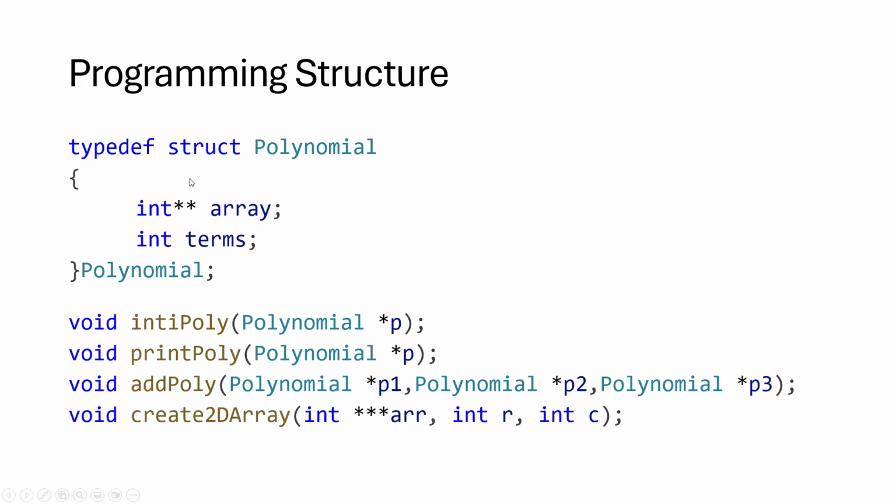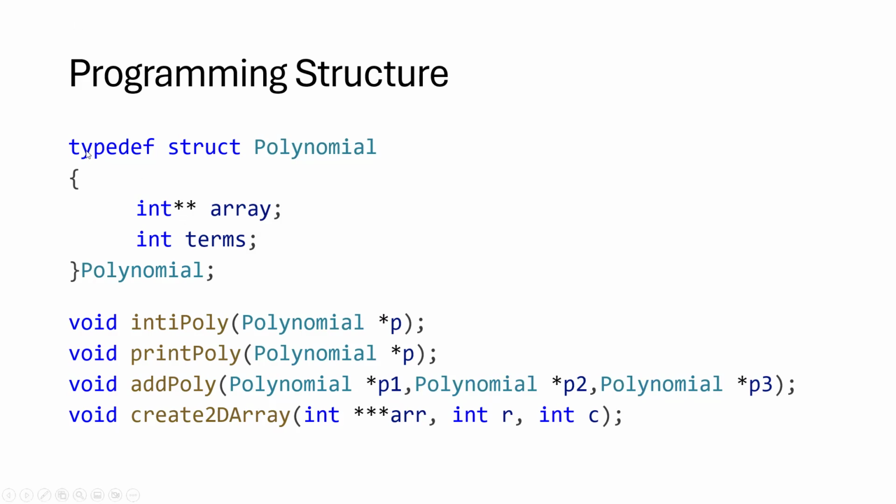So what are the contents of this type? It should have one int star pointer and int terms. So this terms variable will hold how many terms are present in my polynomial, and this int star pointer will hold the starting address of my 2D array where I store the coefficient and exponent. So basically, we want to perform dynamic memory allocation, if we don't want to provide any fixed size for my 2D array.